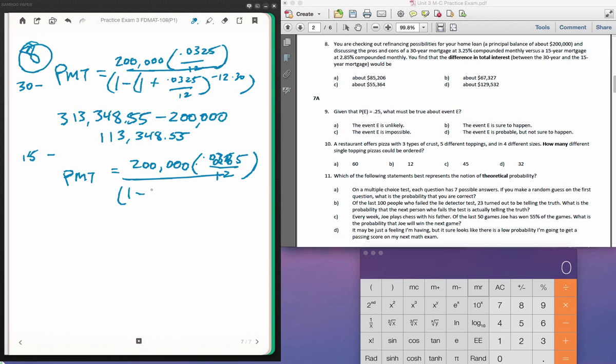This is all over 1 minus 1 plus 0.0285 divided by 12, all raised to the power of negative 12 times 15. And just as a reference, 12 times 15 is 180. So I'm going to clear out the memory. 0.0285 divided by 12, add 1, raise it to the power of negative 180, and then 1 minus that value will give us 3.47, so we store that in our memory.